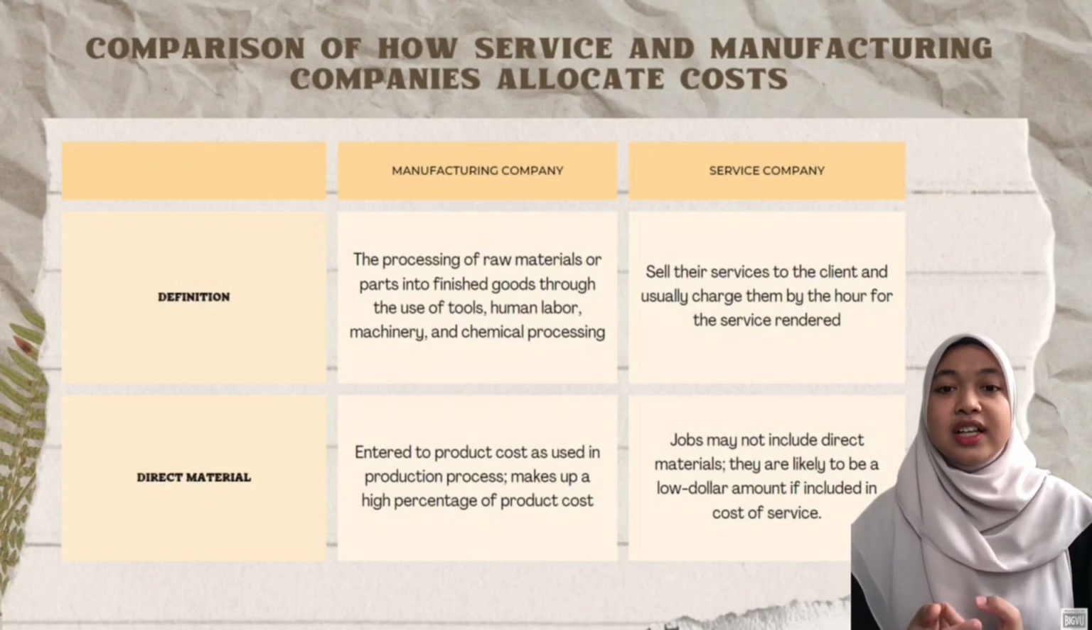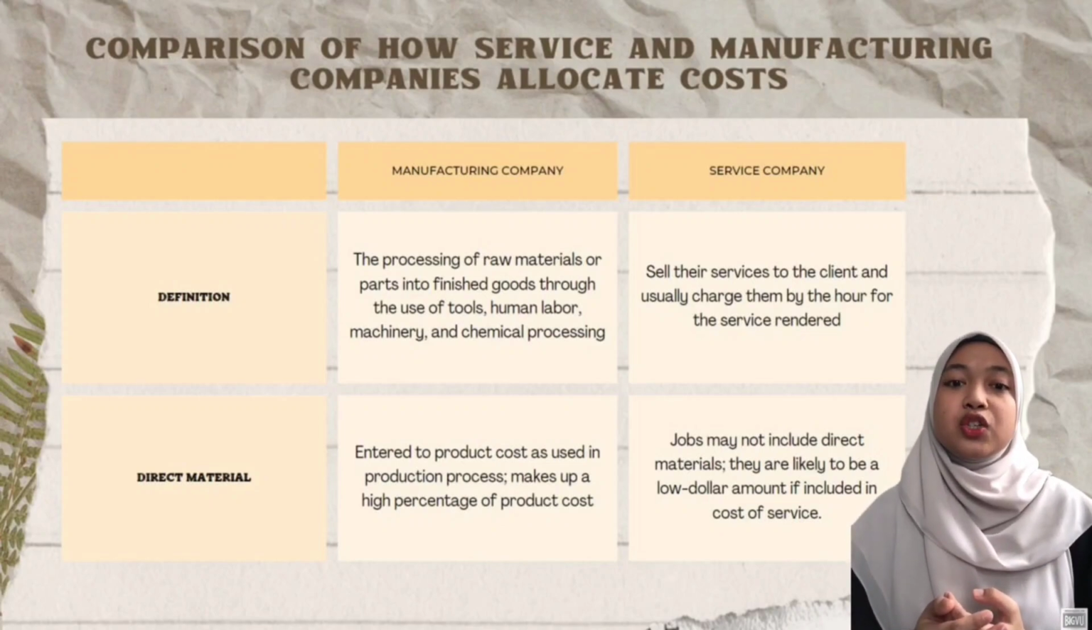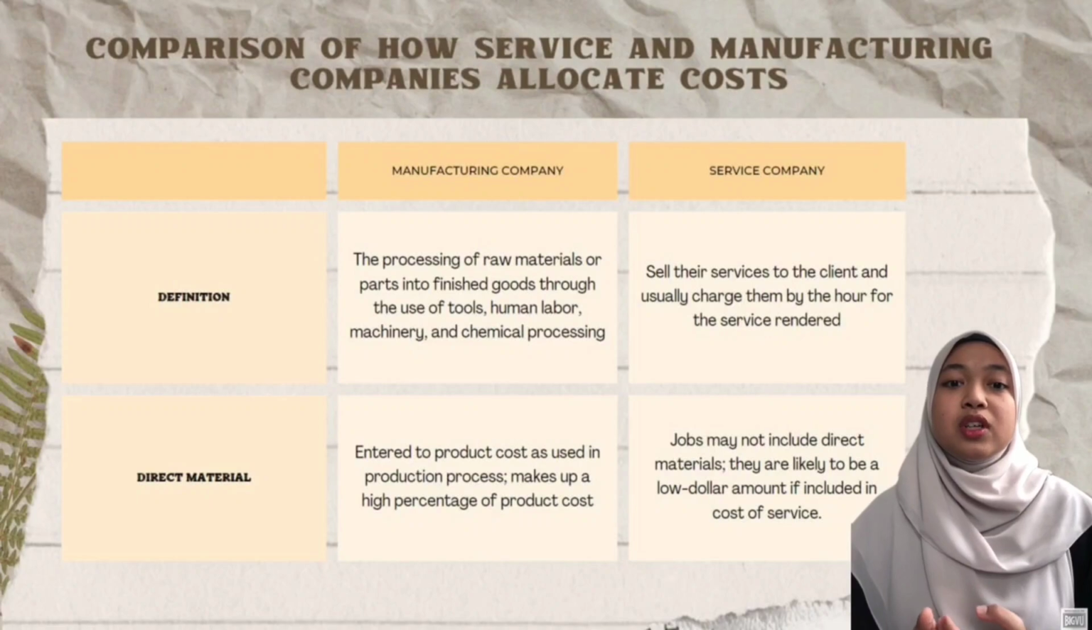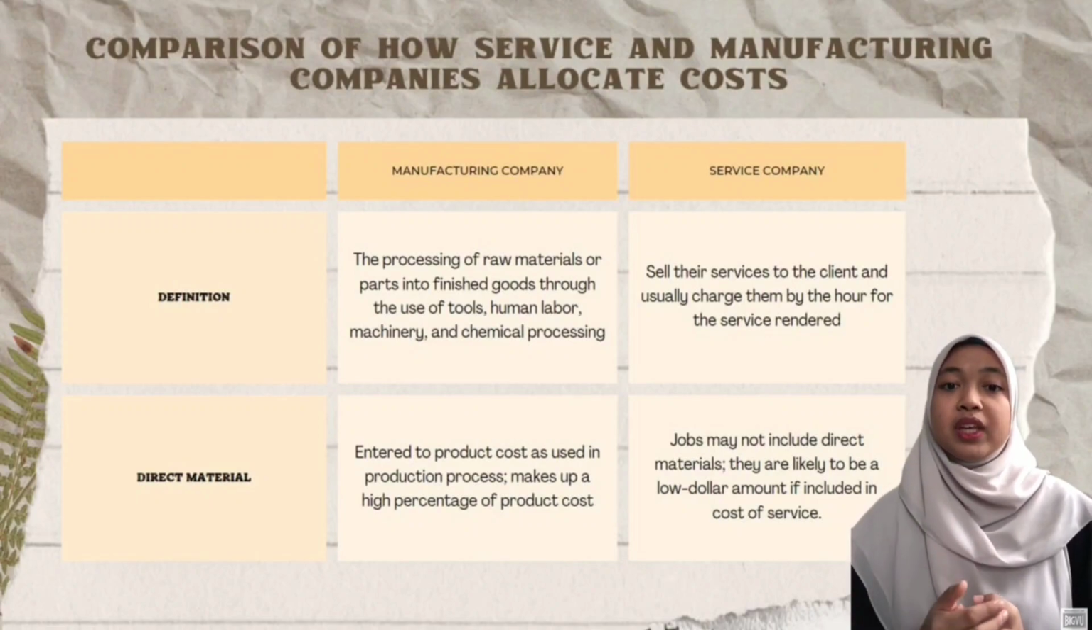Many service organizations do not track direct materials for each job because the cost of the material is insignificant. For example, accountants use low-cost materials such as binders and paper. These materials, also known as supplies, are added to overhead rather than tracked by job.